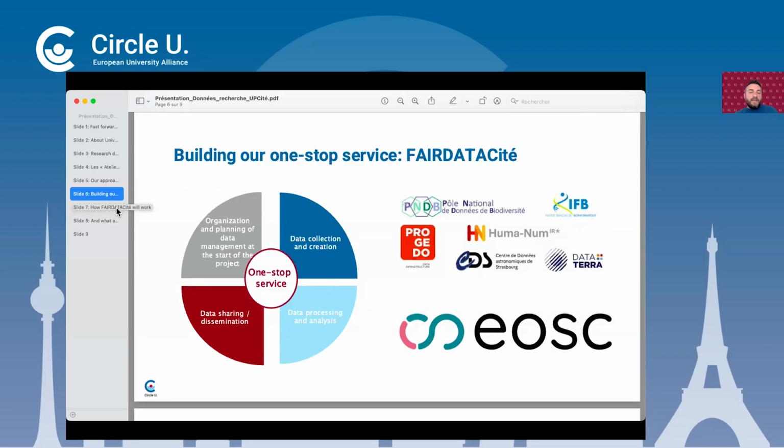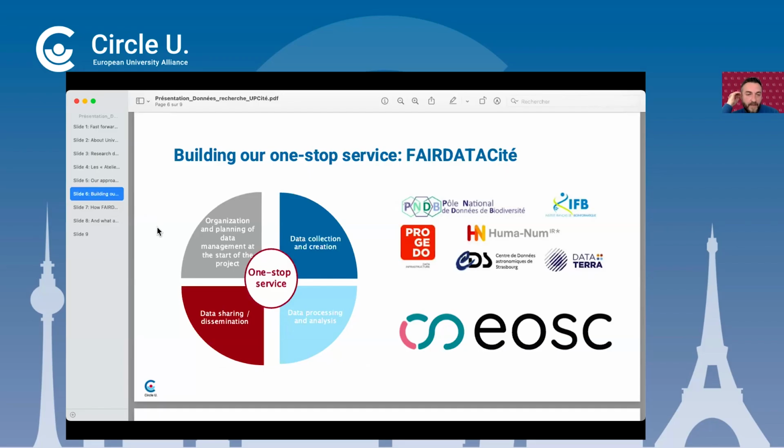Our shared objective is to create a one-stop service for research data management, a place where any researcher can find advice, guidance, and support, whatever their discipline or specific question. And it's broad, as you can see. We're currently building this service called Data Cité with the goal of obtaining the Atelier de la Donnée label in 2026.